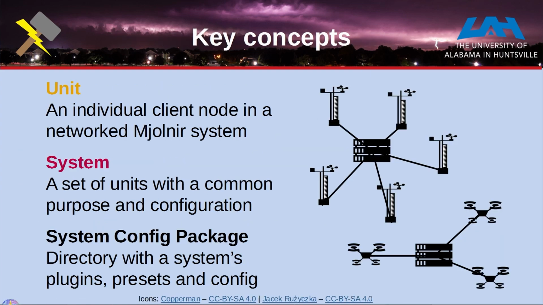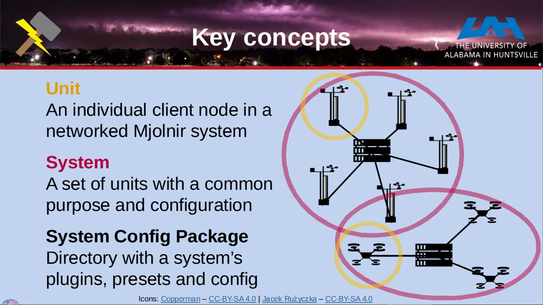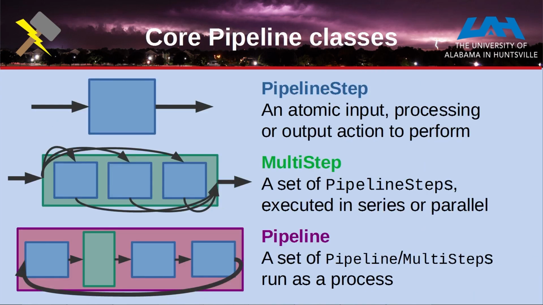Let's go over some key concepts important to understanding how Mjolnir works. A unit is what we call one client as part of a larger system, and a system is what we call a group of sensors working together to achieve a common purpose with a common configuration. There are three key classes important to understanding Mjolnir's core processing. A pipeline step is one atomic unit of input, processing, or output performed as part of a series of steps. A multi-step is a set of pipeline steps, either executed in series or in parallel. And a pipeline is a set of steps and/or multi-steps executed in sequence, with the output of one feeding the input of the next.